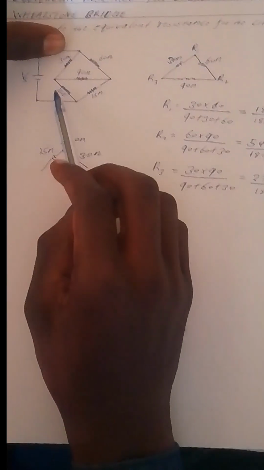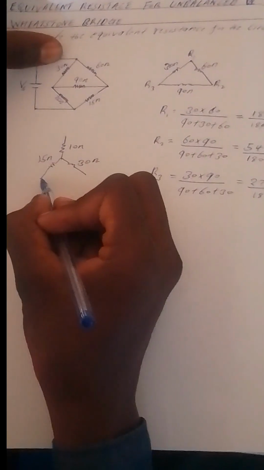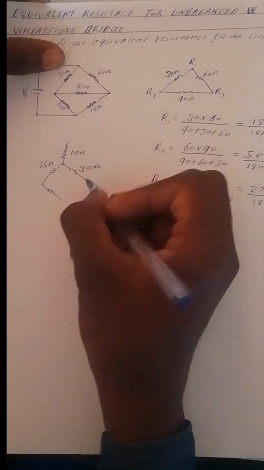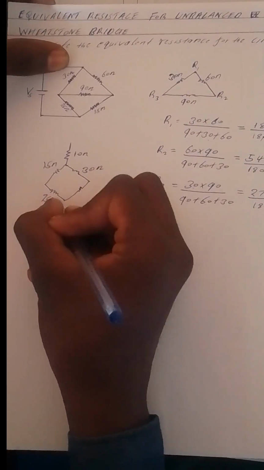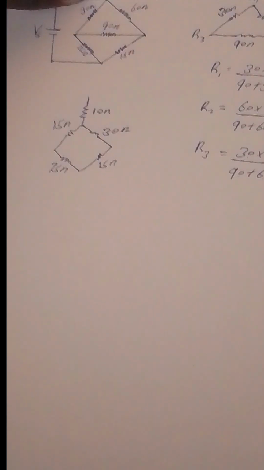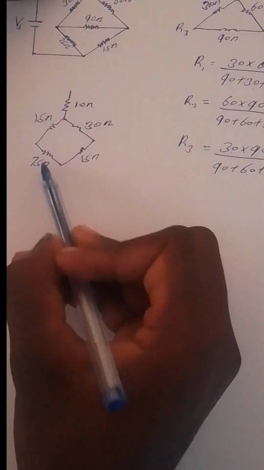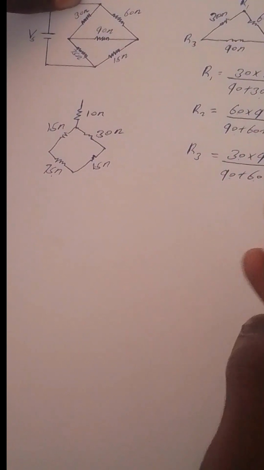Now after that we introduce the remaining two. So 75 ohms is on this side, then this one we have 15 ohms. Now as you can see, 30 ohms and 15 ohms are in series, and again 15 ohms and 75 ohms are in series. If resistors are in series, we just add them directly.